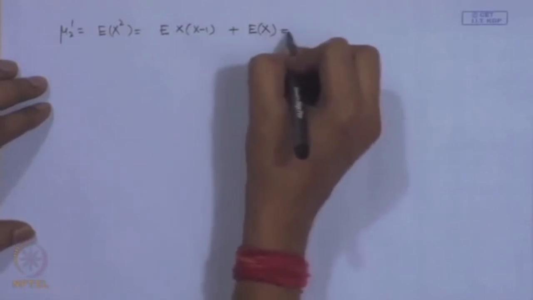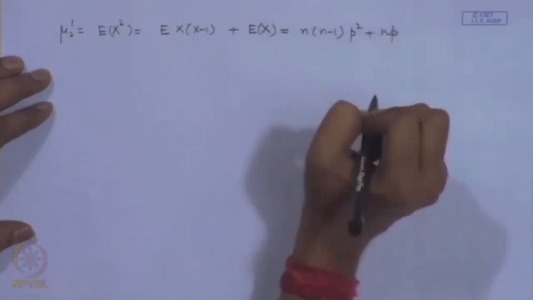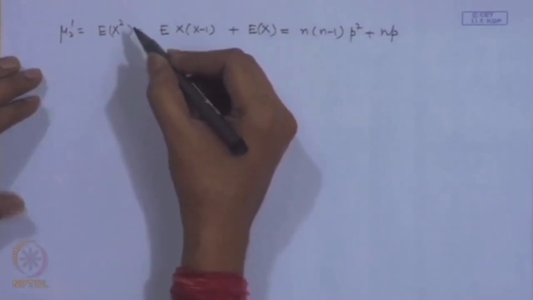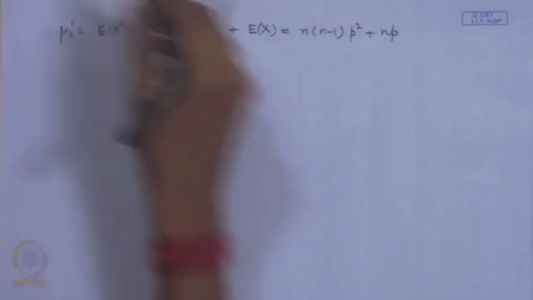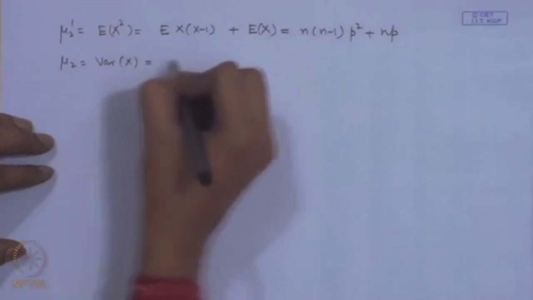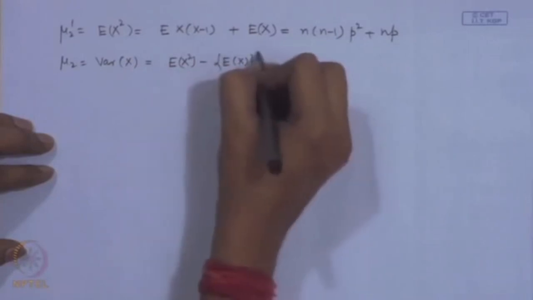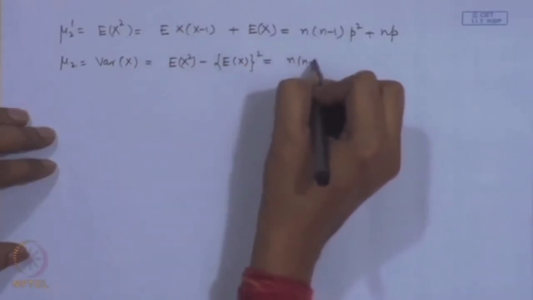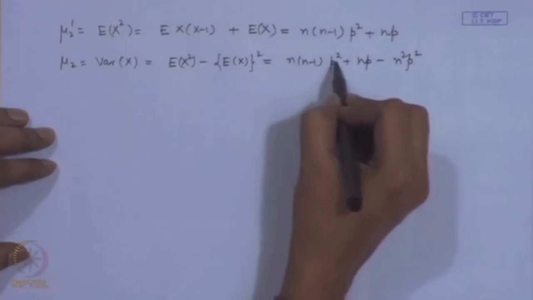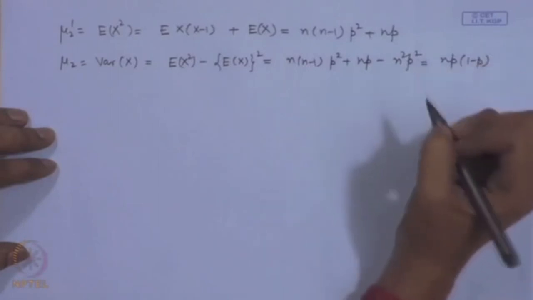Now, these two terms we have evaluated: this is equal to n into n minus 1, p square, and expectation x is equal to n p. So, we get the second non-central moment of a binomial distribution. Now, this we can use to calculate the variance of the binomial distribution, that is mu 2, that is variance of x, and we have defined it as expectation of x square minus expectation of x whole square. Now, this is equal to n into n minus 1, p square plus n p minus n square p square. So, here n square p square cancels out, and we get the term as n p into 1 minus p.